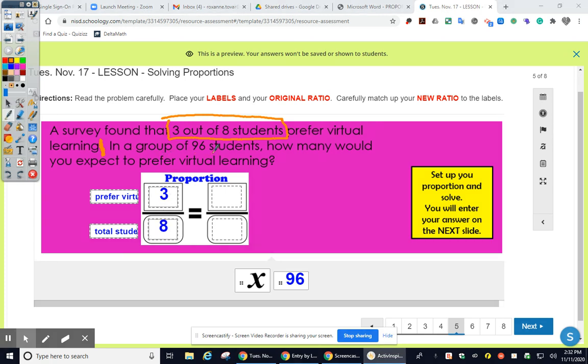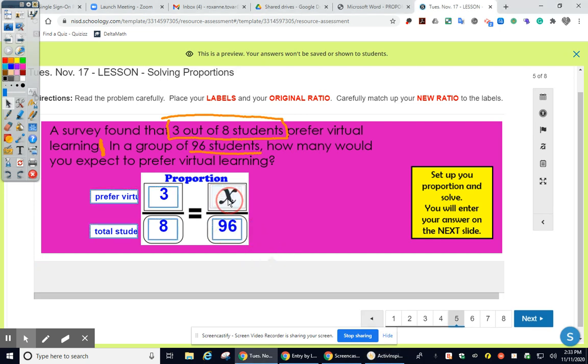Now it says in a group of 96 students, how many would you expect to prefer virtual learning? Well, if it says 96 students, it doesn't say anything about what they prefer. So our 96 would go to the total, and our x would go above the 96.